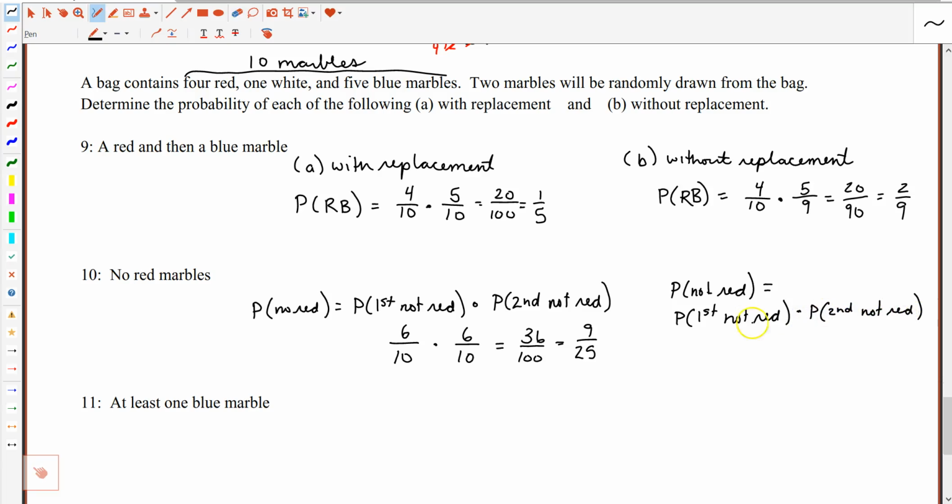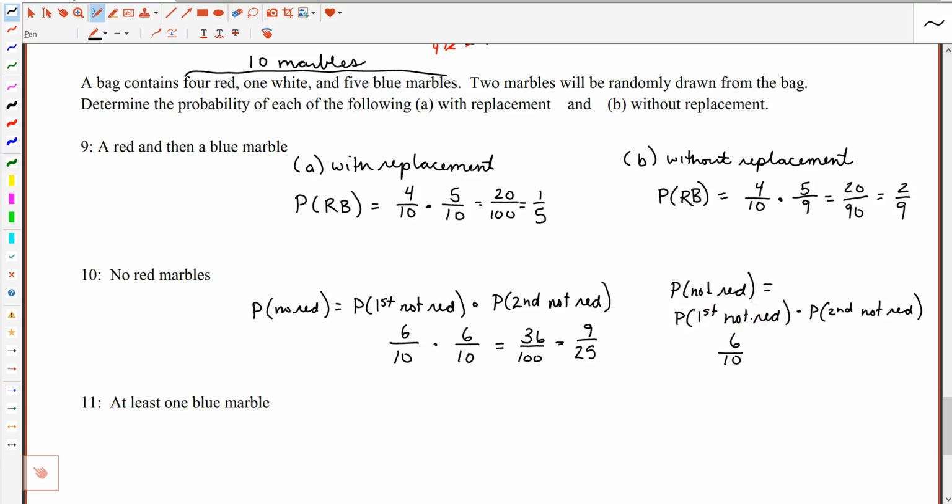The first one not being red. Well, at this point in time there are 10 marbles in the bag and 6 of them are not red. When I go to the second stage of the experiment, the first stage has already happened. So we've already pulled a not red marble out of the bag and we set it aside. It was not returned to the bag. So we only have 9 marbles in the bag at this point, and how many of them are not red? You have 5 not red marbles that are left. So the counts change both in the denominator and the numerator. If we multiply across, you get 30 out of 90, or 1/3.